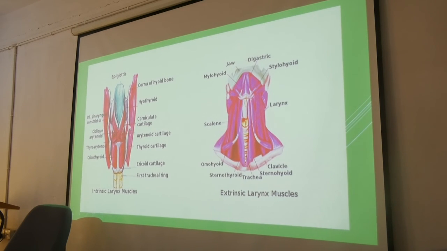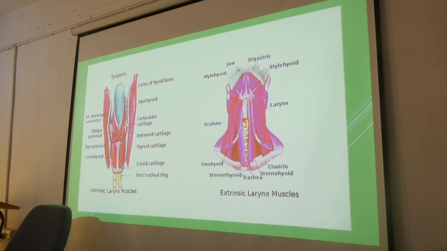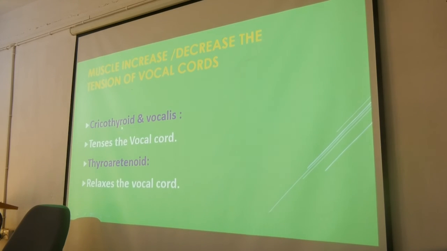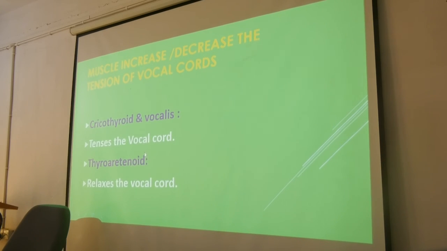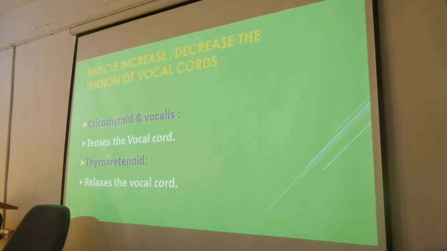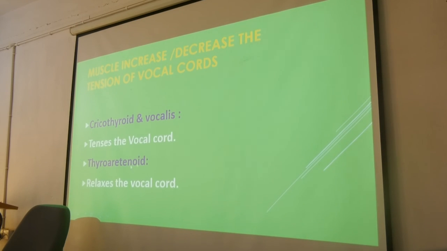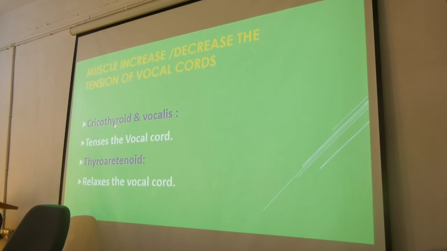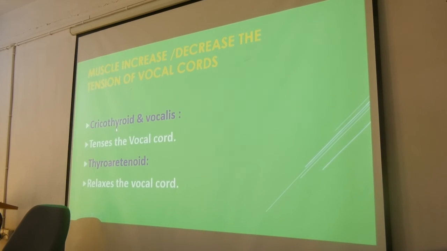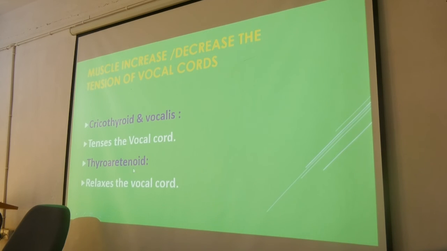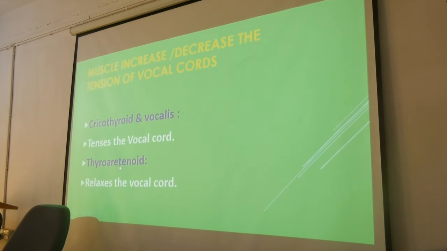So this is showing the same thing. So see, this is the oblique arytenoid. For the vocal cord, cricothyroid and vocalis tense the vocal cord. These are MCQs, okay? So cricothyroid and vocalis tense the vocal cord, whereas thyroarytenoid relaxes the vocal cord. So that's why the cricothyroid, as I just said, is supplied by the external laryngeal nerve. So if that is paralysed, what will happen? The vocal cord remains open. It cannot tense, meaning it will remain in the relaxed state. So the counteracting muscle is the thyroarytenoid.